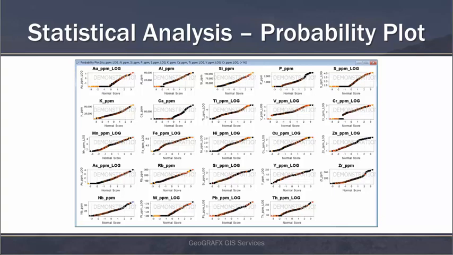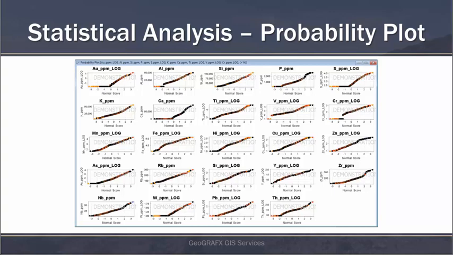Next, I created probability plots of the elements. What I'm looking for here is an indication of the number of populations I may be dealing with and what's happening with the left and right tails of the plots. If the data is from a single population, the graph should be a relatively straight line.